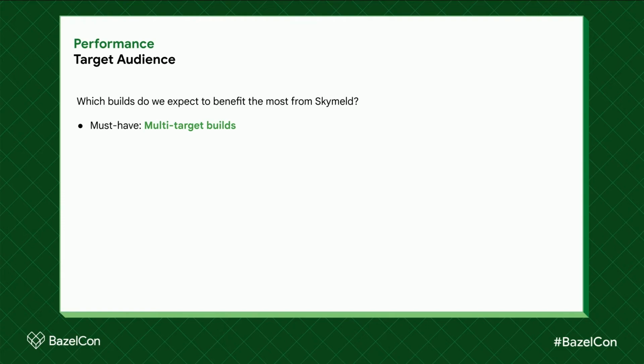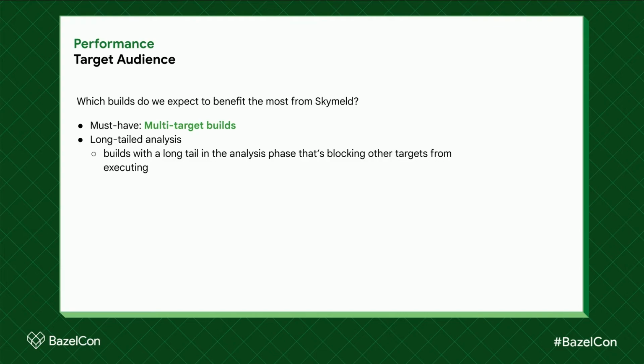Right, and before I talk about that, I would like to talk a bit about which builds we expect to benefit the most here, like the target audience. Of course, the must-have is you must have a multi-target build, because if it's a single target build, there's no waiting, right? And second of all, if your build happens to have a long-tailed analysis, that means a very long analysis operation that is forcing everyone else to wait before they can execute, this would help.